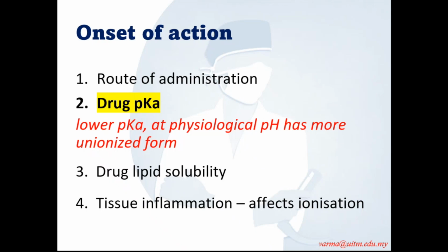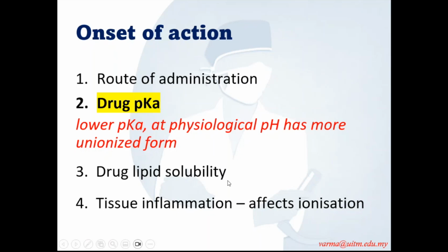Drug pKa: the lower the pKa, the more ionized at physiological pH. Lower means it is nearer to the pH of 7.4 compared to lignocaine and bupivacaine. Bupivacaine has a pKa of 8.1, whereas lignocaine has a pKa of 7.9. The difference between 7.9 and 7.4 is 0.5 for lignocaine, which is closer. That is why the onset is faster. Okay, we will discuss this more in the next lecture when we talk about the graph of ionization.